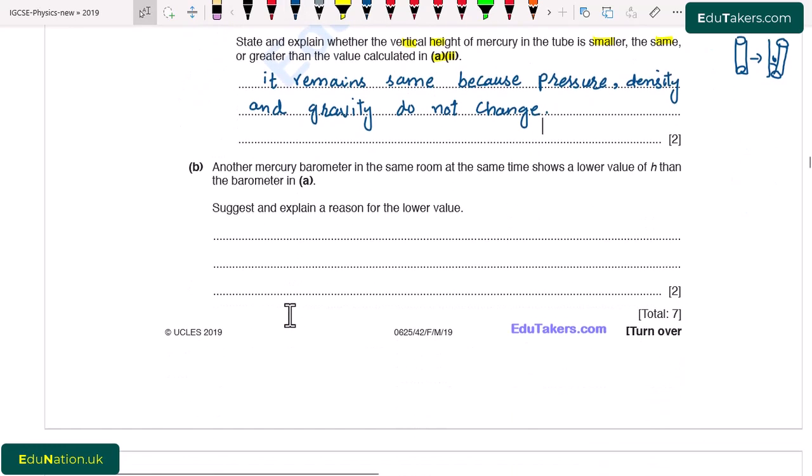Part B. Another mercury barometer in the same room at the same time shows a lower value of H than the barometer in part A. Suggest and explain a reason for the lower value.